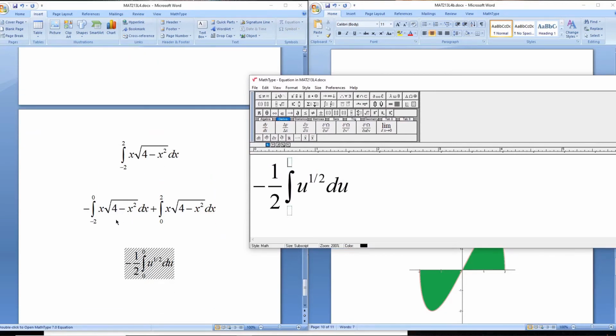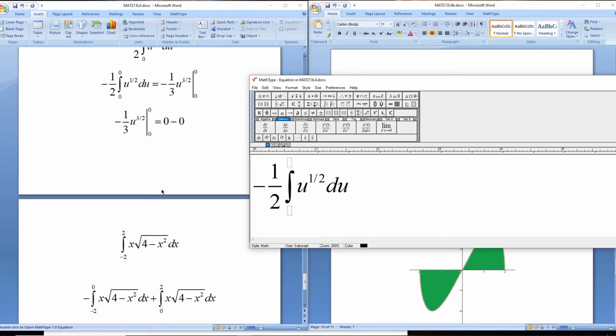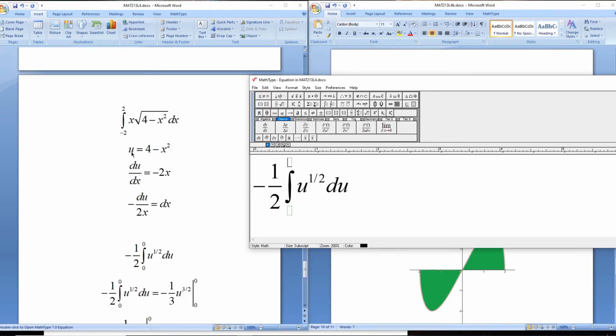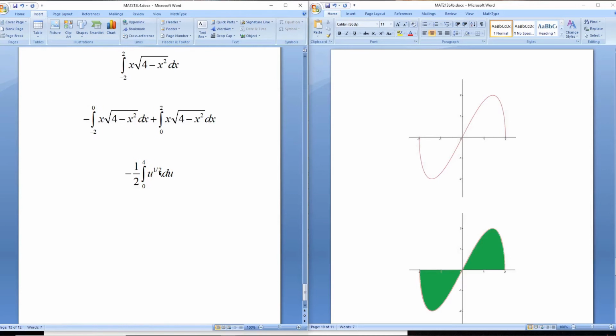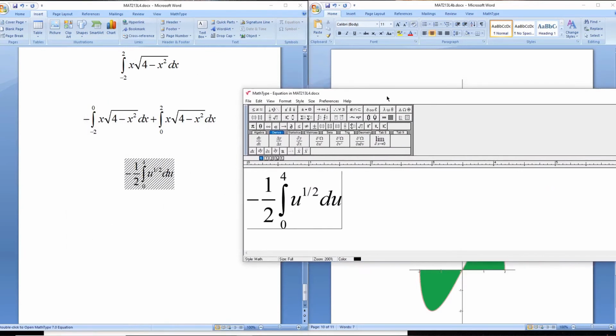So first off, we're going from -2 to 0. That's in terms of x. So we'll go back up to our u equation. When x is -2, u is 0. And then when x is 0, u is 4. Let me just show that again really quick here. Comparing it to where we are, we're at this integral in terms of x, and we're now going to change it to the u's. So our -2 to 0 becomes 0 to 4.